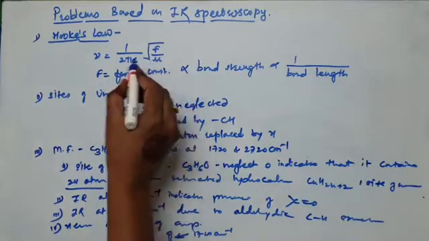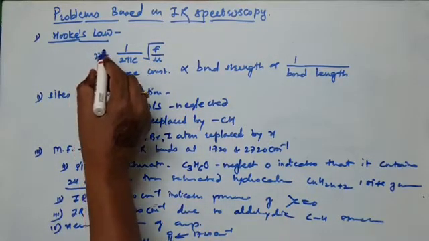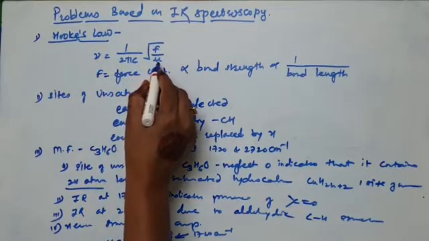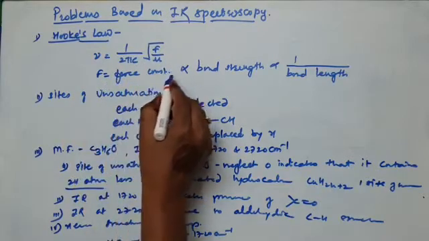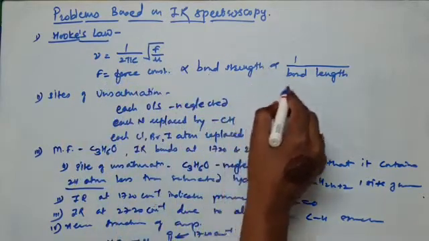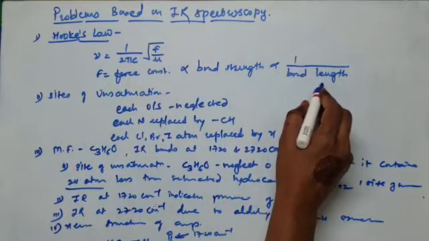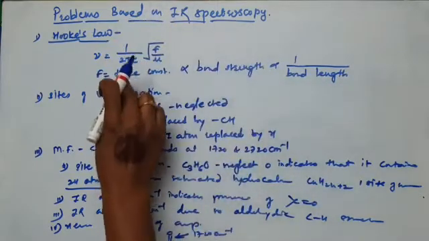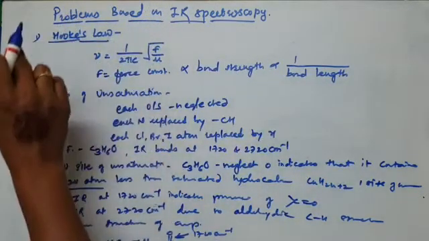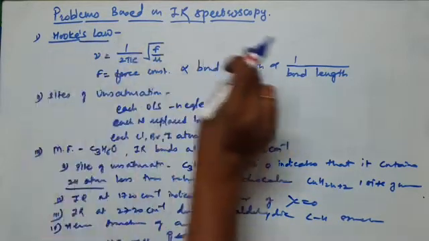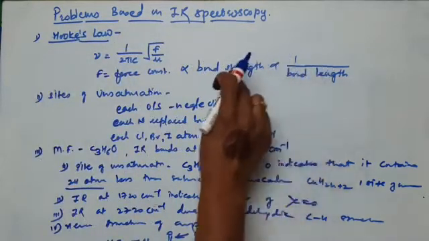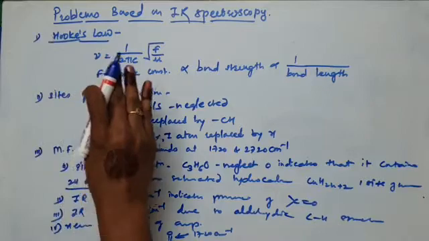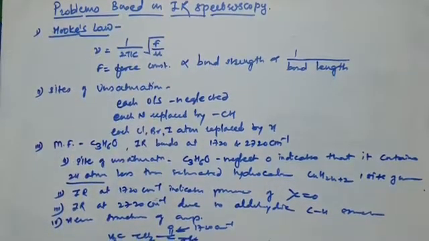So here the frequency is directly proportional to the force constant and inversely proportional to the reduced mass of the atoms. Now this force constant is directly proportional to bond strength, which is inversely proportional to bond length. It means if the bond length is shorter, the bond strength is more, the force constant is more, and the absorption frequency is more. If bond length is more, bond strength decreases, force constant decreases, and absorption frequency decreases. We have to remember this relationship while solving the problems.